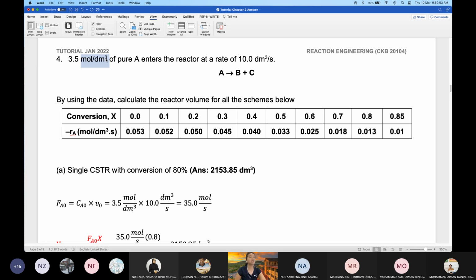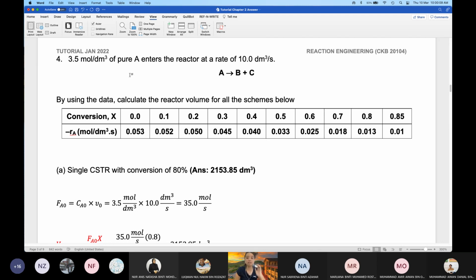So, it says concentration, A. So it's concentration of A. Then it enters the reactor. So this is the initial concentration of A. So this is Ca0. So, Ca0, 3.5.